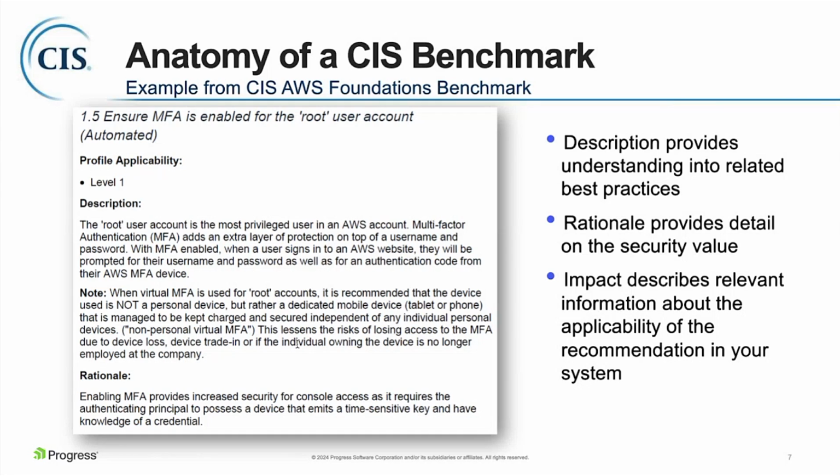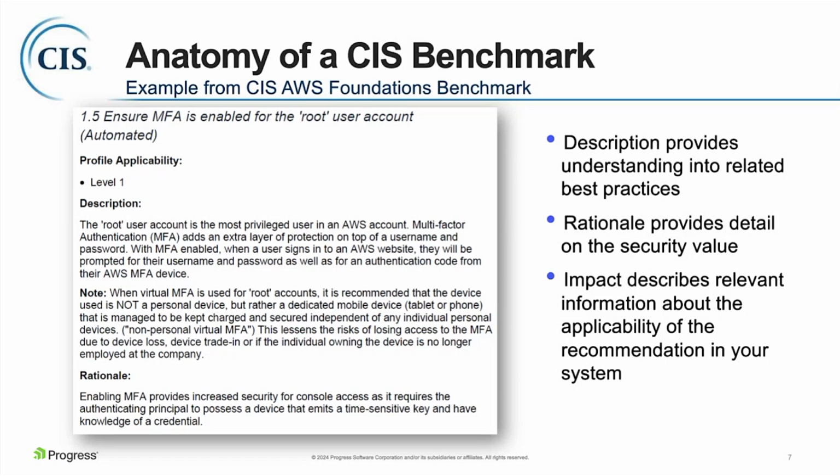The rationale provides you detail on the security value. So not just why we're recommending it, but what specifically will this do for me in regards to the security of my system? And then the impact would describe relevant information about the applicability of the recommendation to the system. As an example, if you implement this recommendation, it may conflict with the usability of a certain system. And again, it not only tells you why this is important for the security of your system, but it tells you how it may impact the usability of your system.